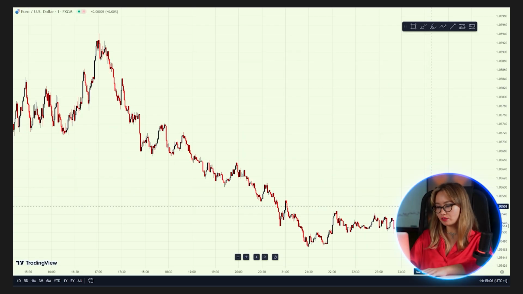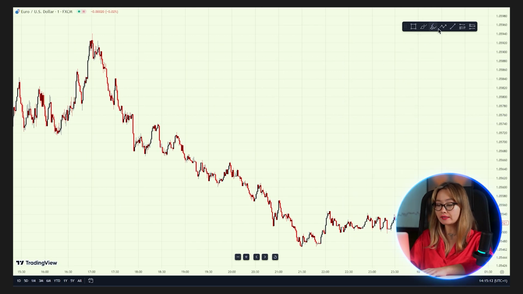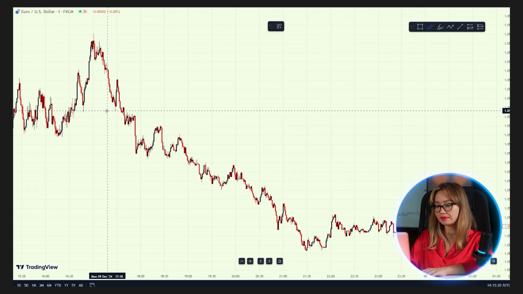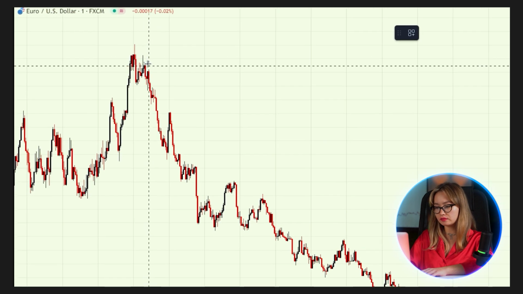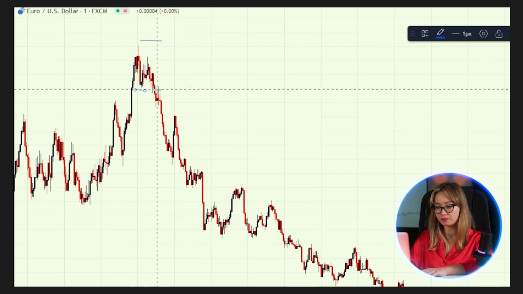So let's dive into what a trend actually is. It's simple. A trend is when candles are consistently moving either up or down. Here's a clear example of a downtrend. As you can see, its lows and highs keep decreasing.